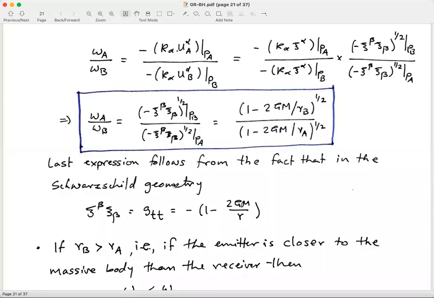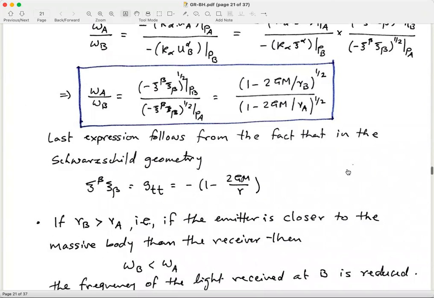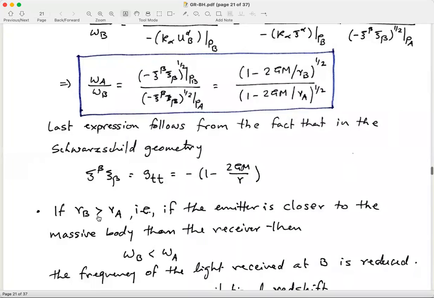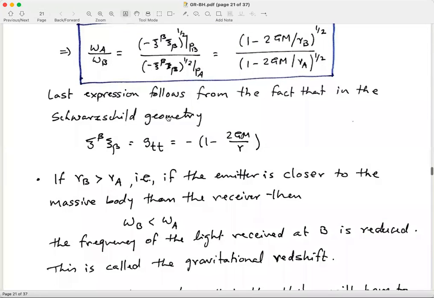So now this clearly tells us that the frequency emitted at point A and the frequency measured at point B are quite different, simply because these factors are not the same. For example, if R_B is larger than R_A, that means the emitter is closer to the massive body and the receiver is away from the massive body, then ω_B would be less than ω_A. So if A is closer to the body, then ω_A is larger than ω_B.